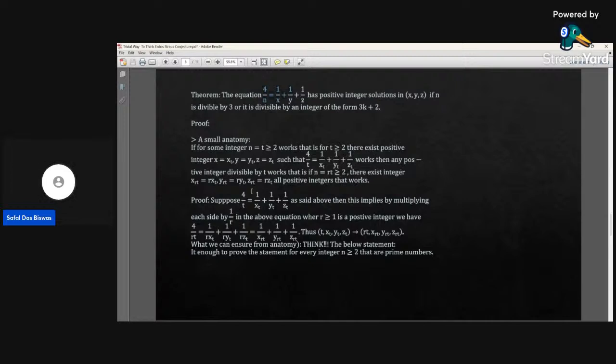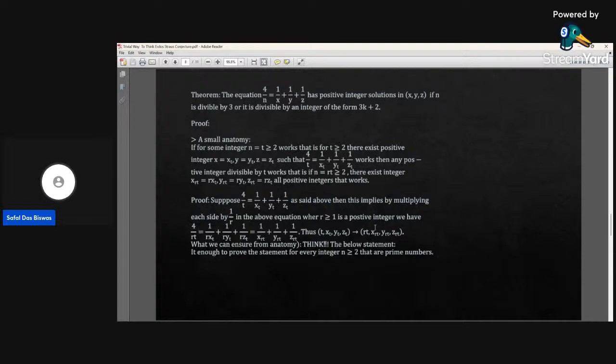I am claiming this works. If the previous system works, then the next system for rt works for these integers. Why? Because suppose you have this integer t that works. So 4 by t is actually 1 by xt plus 1 by yt plus 1 by zt, as above we said it works. Then multiply both sides by 1 by r. So what we have is 4 by rt equals 1 by r xt plus 1 by r yt plus 1 by r zt. Now these work for every positive integer r, because we are assuming 4 by t works.